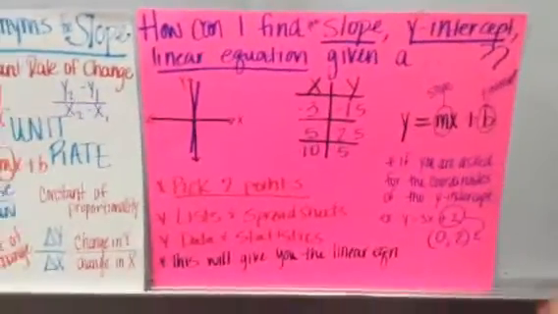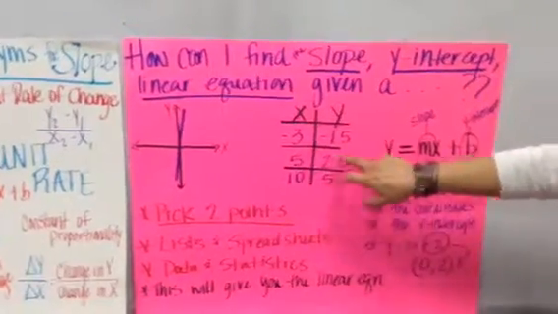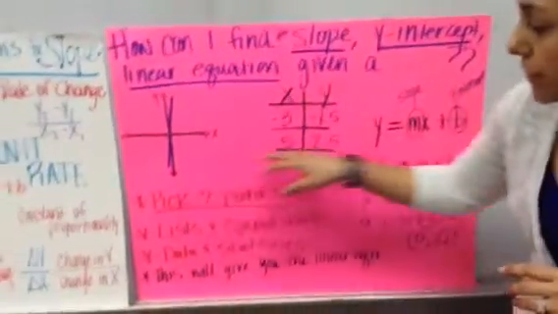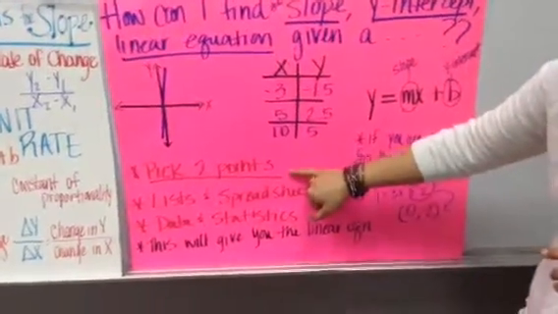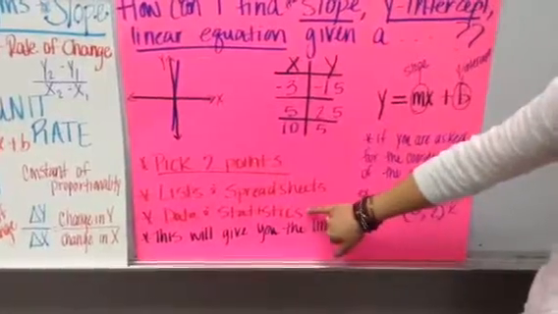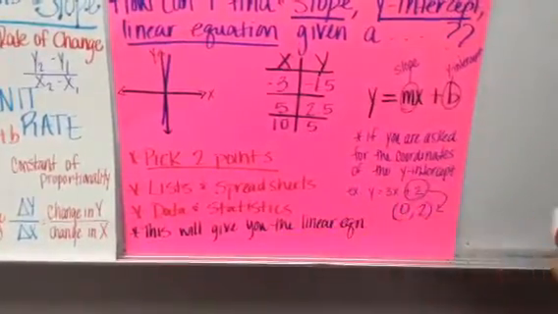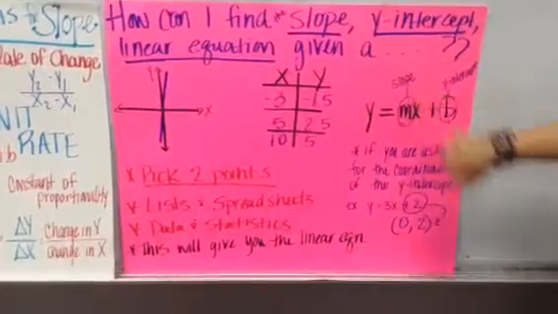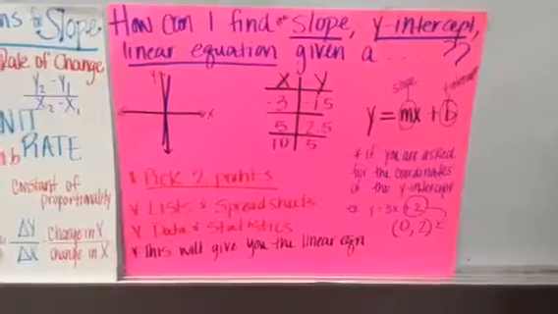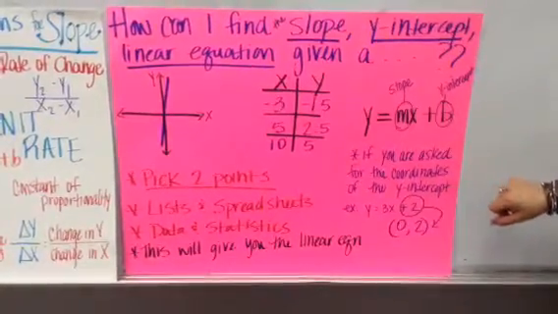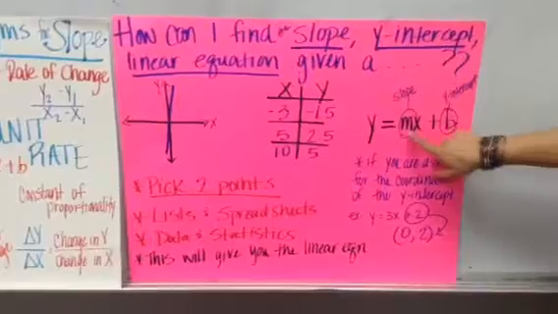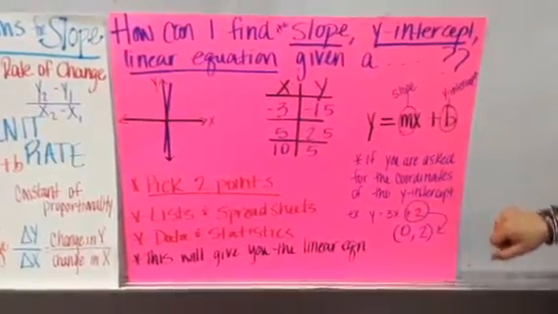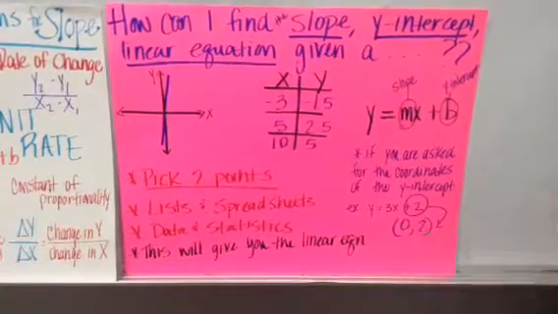Lastly, how can I find a linear equation given a graph, a table, and just by looking at the linear equation? So basically for all of these, you're going to need to pick 2 points. You're going to go to Lists & Spreadsheets, Data and Statistics. From here, this is going to give you your linear equation, and we'll show you the actual example in a second. Obviously, m is your slope, okay? So if you're asked for the coordinates of the y-intercept, we want you guys to know that if it's a positive 2, if we put this on the graph, it would actually be located at 0, 2.